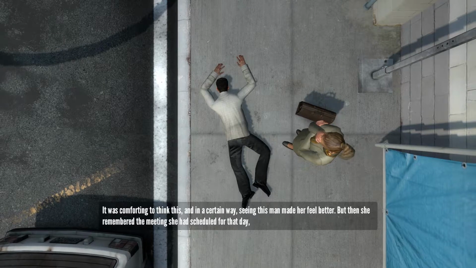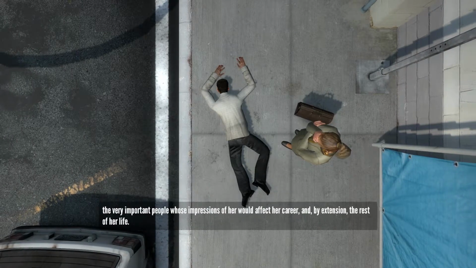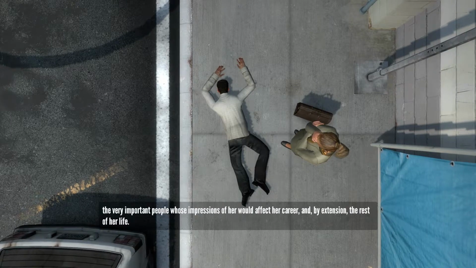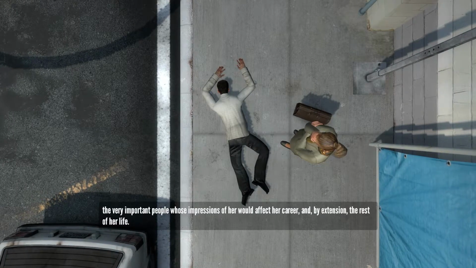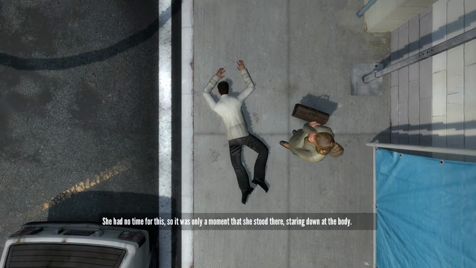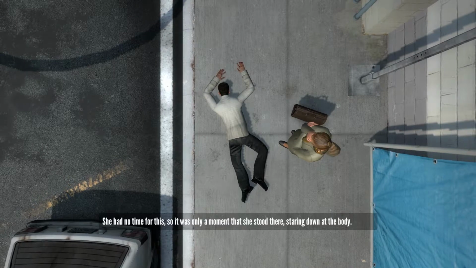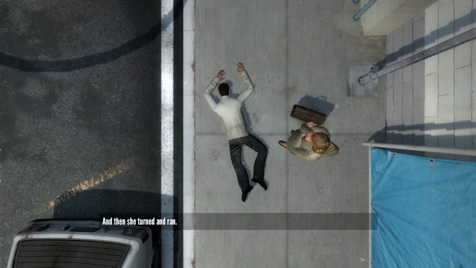But then she remembered the meeting she had scheduled for that day, the very important people whose impressions of her would affect her career, and by extension, the rest of her life. She had no time for this, so it was only a moment that she stood there, staring down at the body. And then she turned and ran. She turned and ran, and that was it for Stanley. Poor Stanley.